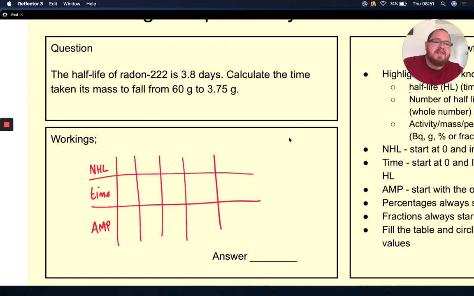Okay, so this is a process that we're going to use all of the time. We're going to draw this table like this: NHL, time, and amount. So even if you haven't got a clue what's going on at the moment, hopefully at least you'll be able to do this.